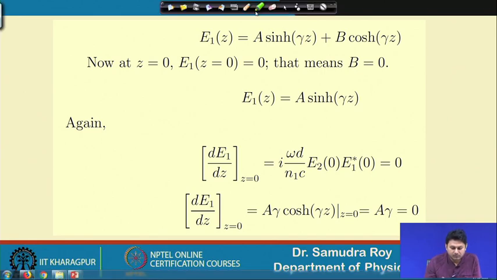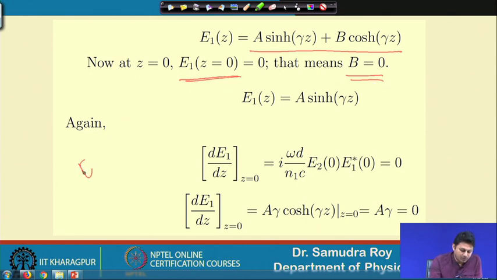So, this is a general solution. Now, if I put the boundary condition, the boundary condition suggests that E 1 at z equal to 0, because at the beginning there is no subharmonic waves. If I put z equal to 0, then I readily can see that this is 0 and this is 1. So, we will have B, but the entire thing is 0, means B equal to 0.